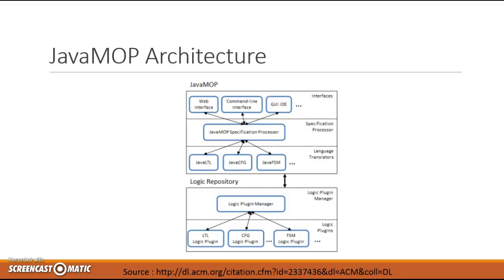So this is the architecture of the tool. As we can see here, this is the logic repository in which there are various logic plugins pertaining to the logic formalisms such as context-free grammar and finite state machine. The JavaMOP component has several translators to interpret pseudocode from these logic plugins in the repository into AspectJ monitoring code.